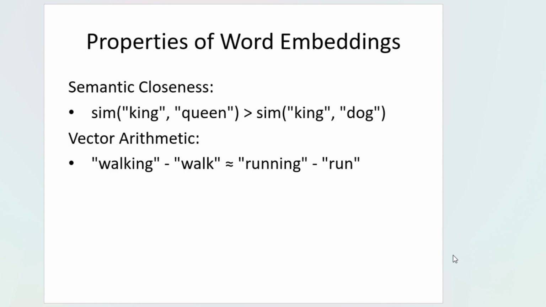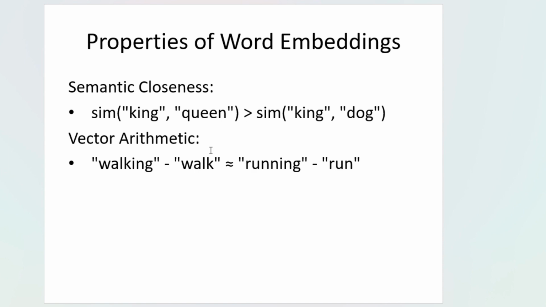So, the properties of word embeddings. There will be semantic closeness. King and queen have more similarity compared to king and dog. King and queen are closely related, right? So they have similar vectors compared to king and dog. King and dog are not much related. That's why, rather than king and dog, king and queen have similar vectors.